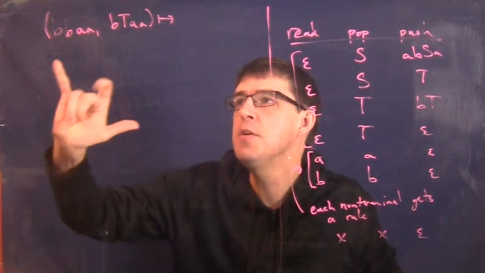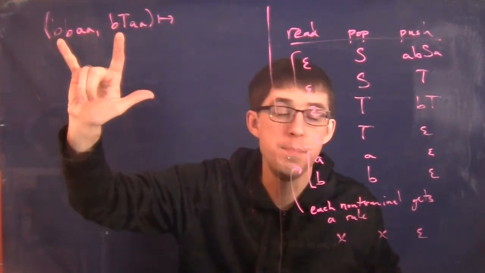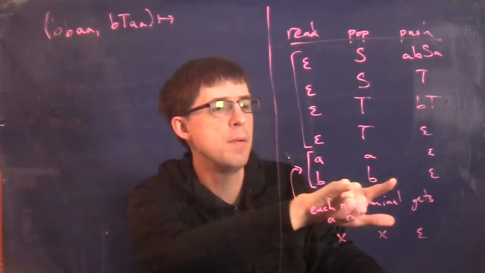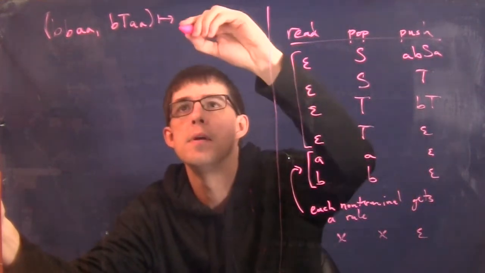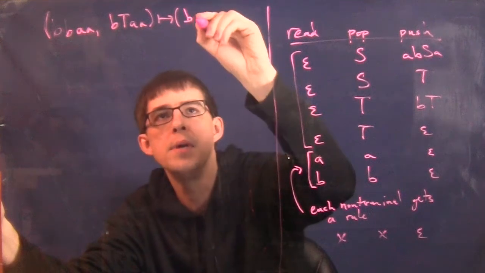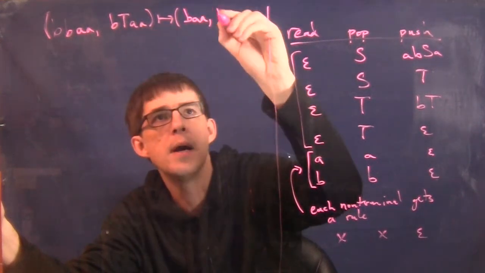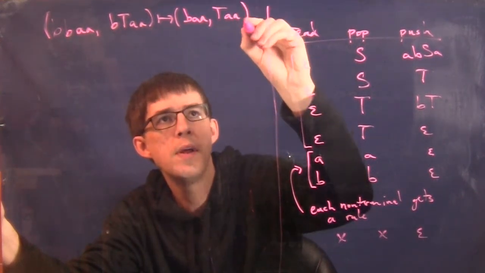All right, let's continue. I'm going to clear out these B's on the front by doing this rule here. Read B, pop B, push epsilon. I read the first B. I got BAA. I pop this B. I got TAA.